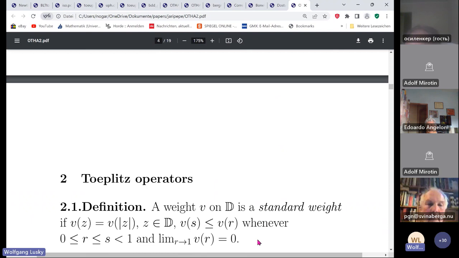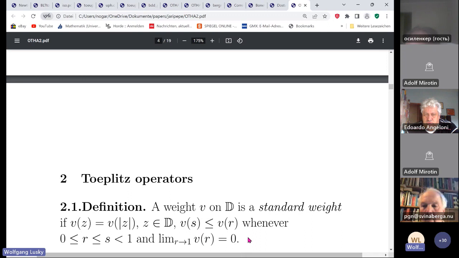I want to consider weights which are essentially radial, a weight on the open unit disk, and in the following I want to call it a standard weight if it is radial, meaning for any z in D, V of z is the same as V of modulus z, and moreover, if we restrict ourselves to the numbers between 0 and 1, then it should be decreasing. And on approaching the boundary, it should be zero.